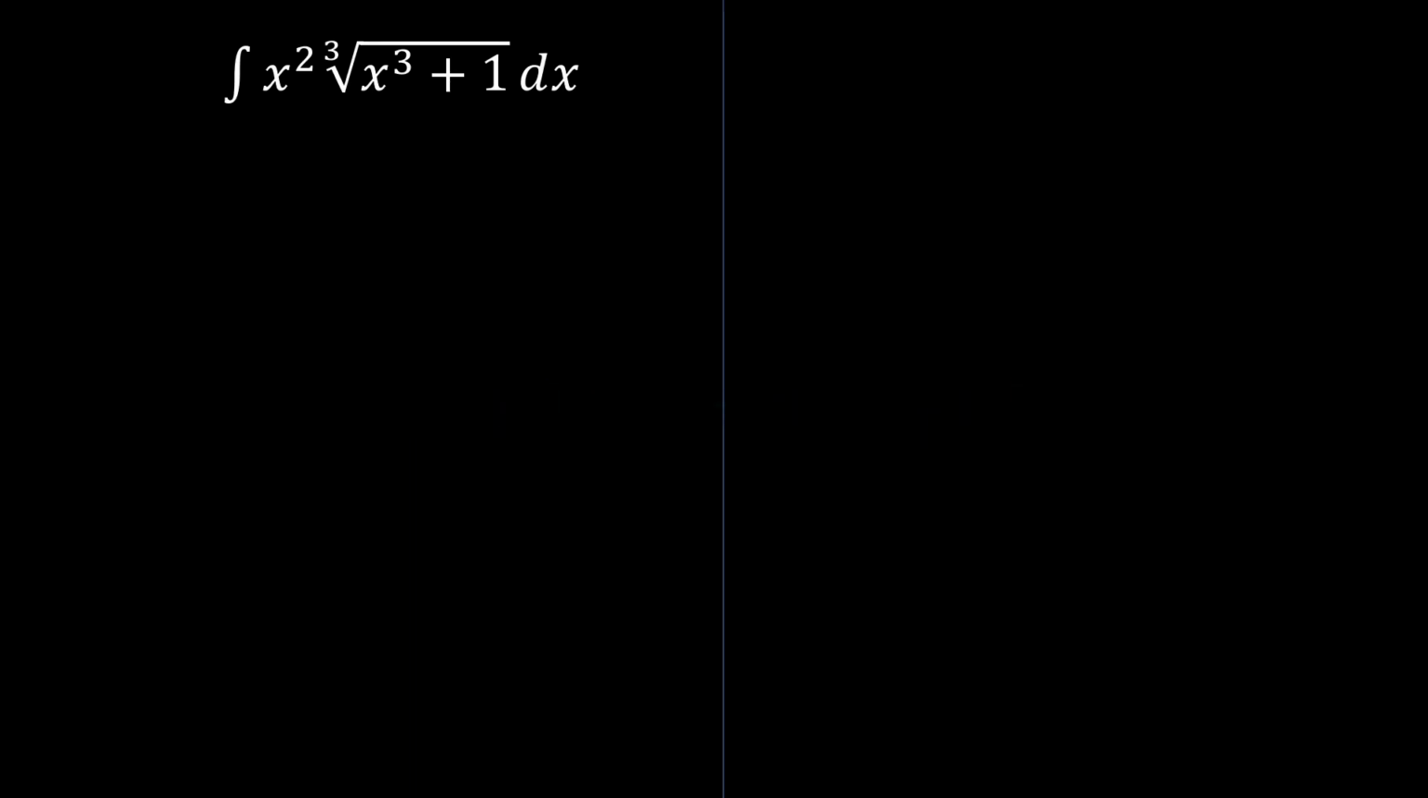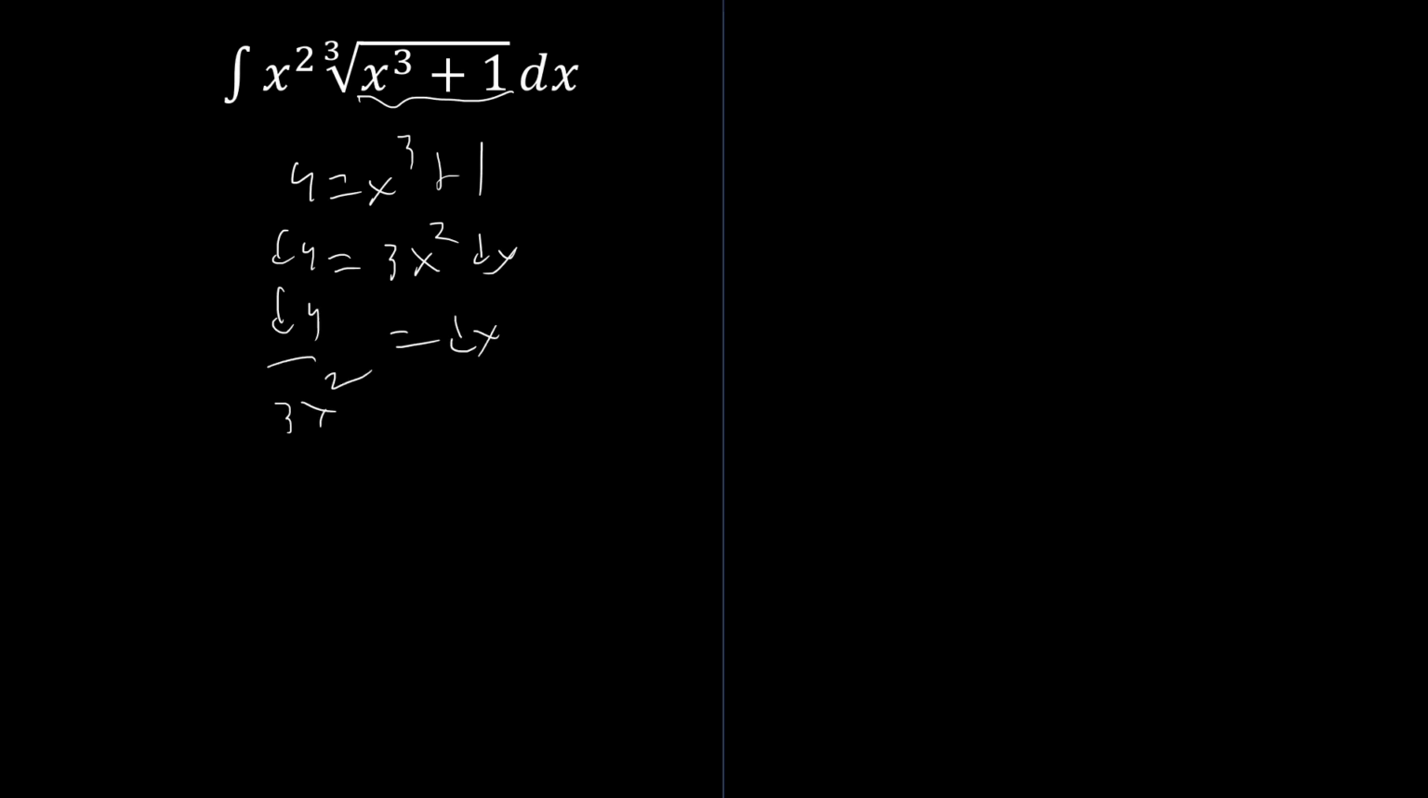For this first example, we can substitute u equals x cubed plus 1, because we can't integrate what's inside of a radical without first substituting what's on the inside of the radical. So we get du over 3x squared equals dx. When we plug this in, we get x squared times u to the 1/3 power times du over 3x squared, and these x squareds are going to cancel.